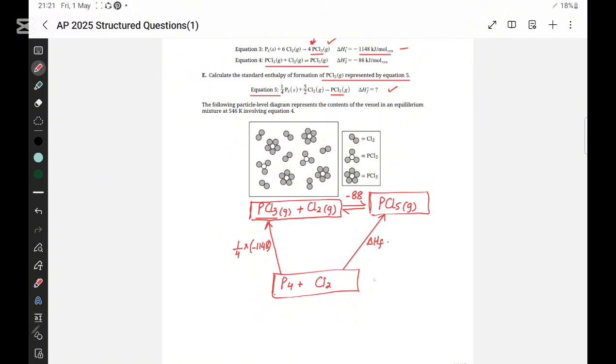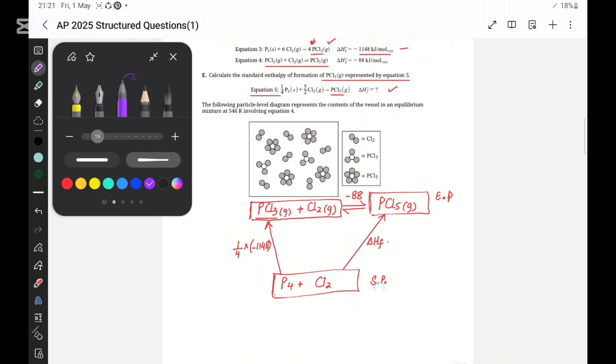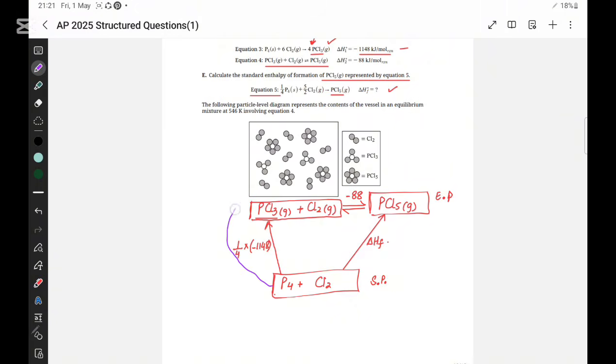And now I'm going to apply Hess law, starting point, and then we have ending point there. This is ending point. And when I'm going to apply Hess law, this is starting point. So one root will be from this point and the second root is going to be from this point. This is root 1 and this is going to be root 2.